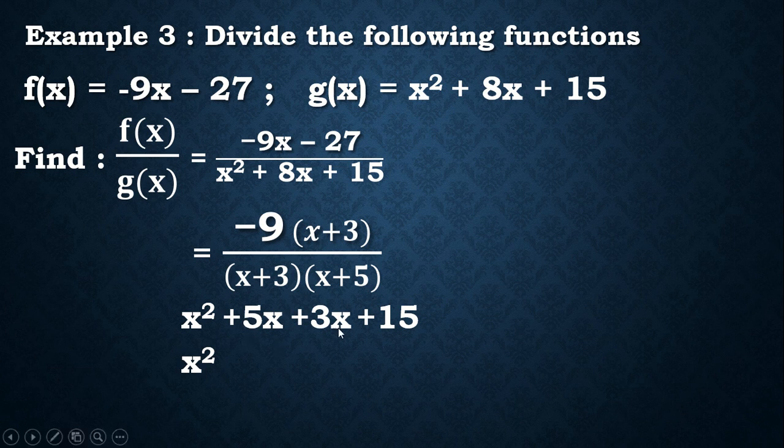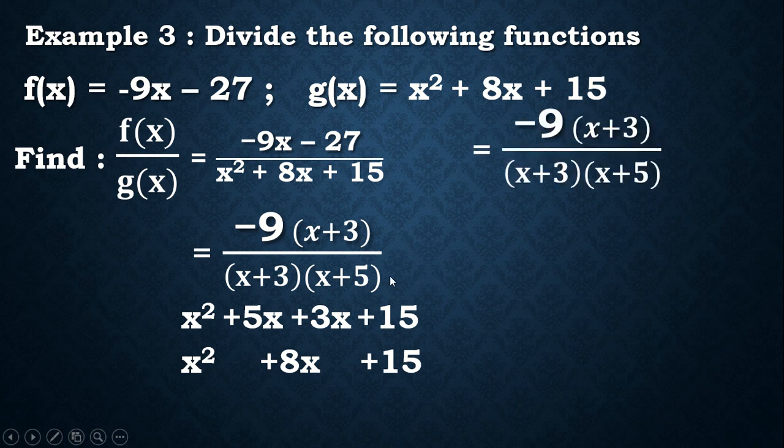Again, we have like terms, so we have to combine these. Like terms because they have the same variable and the same exponent of 1. 5 plus 3 is plus 8x. And then bring down 15 or plus 15. And then we come up with the same g of x. So these factors are definitely correct.